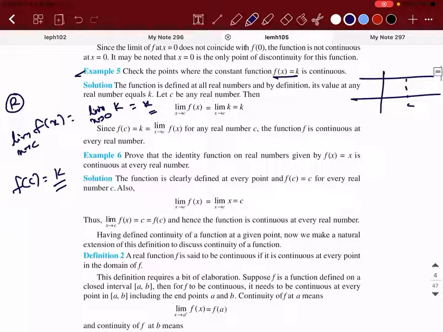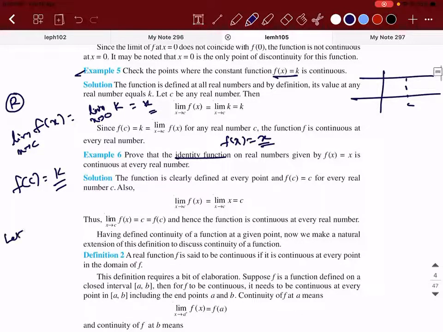So example number 6. Prove that the identity function. If they don't give you the function also, you should know what an identity function is. f of x is equal to x is an identity function. So they are asking us to prove that this identity function is continuous for all real numbers. Again, what will you do whenever you have this kind of a problem? You should start the problem like this. Let c be a number which belongs to the domain of that function. What is the domain of the function? Which belongs to the real numbers.